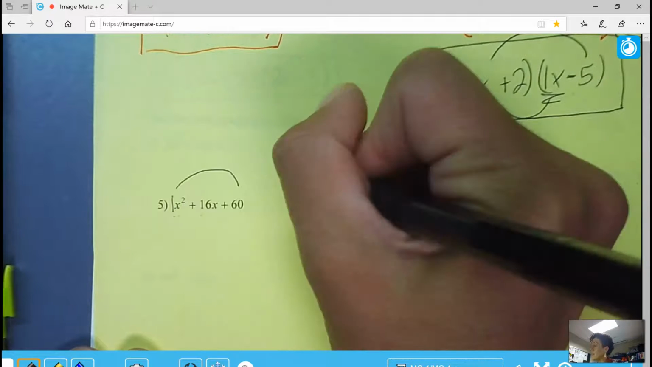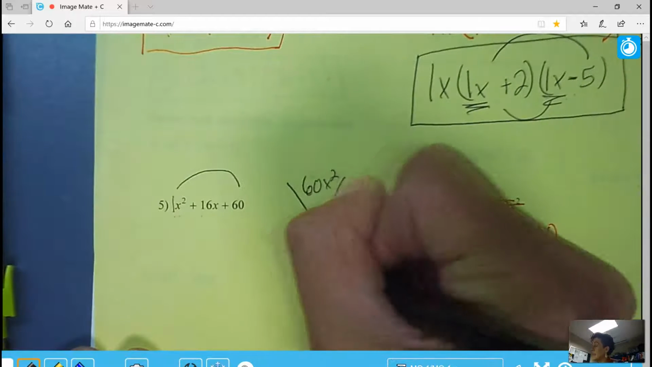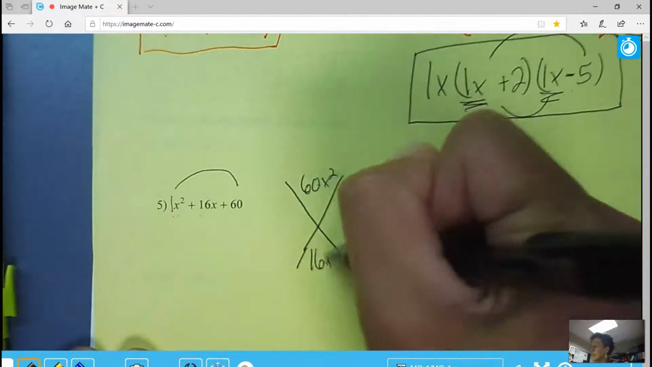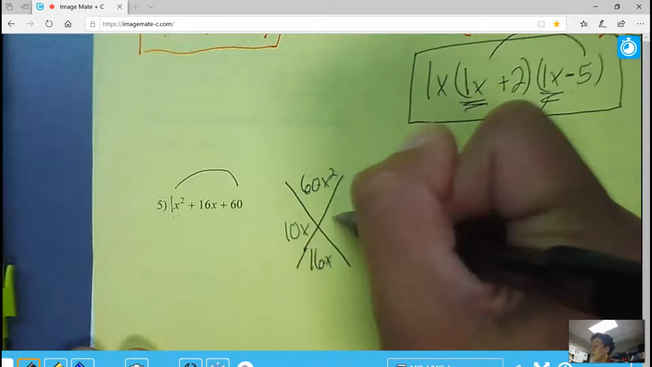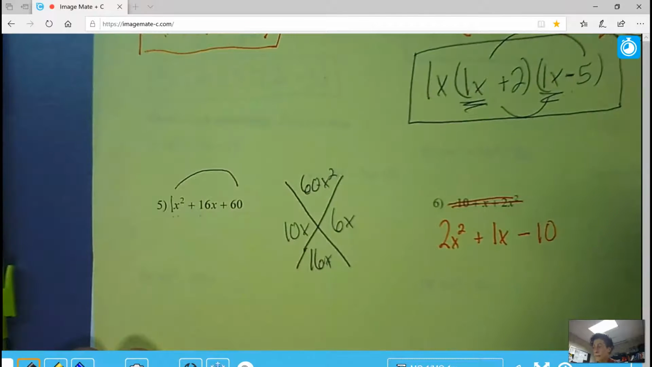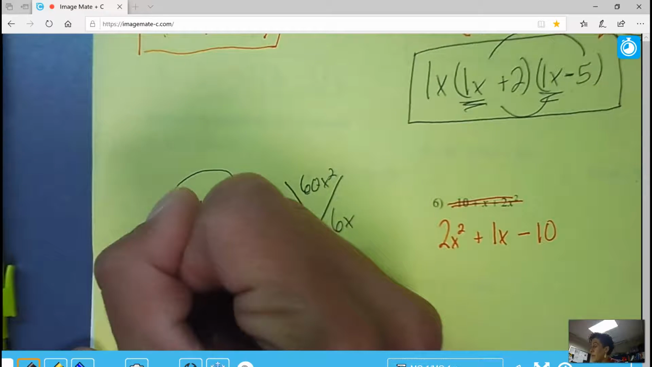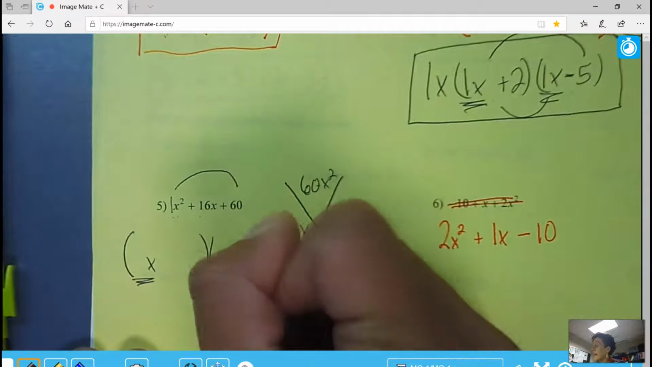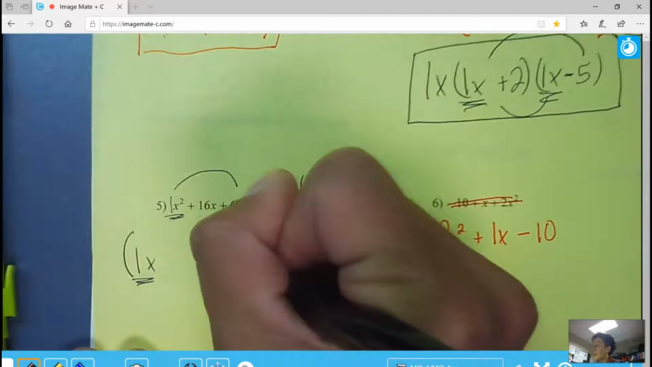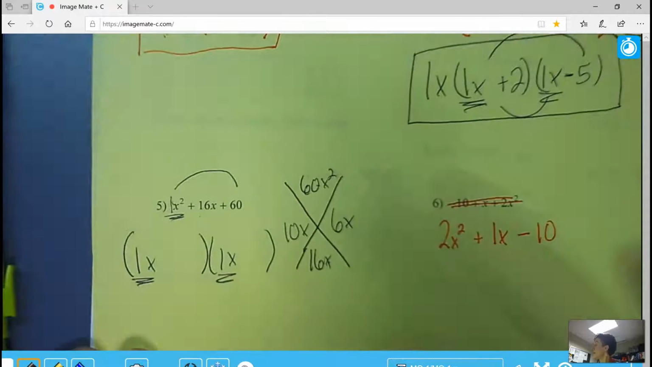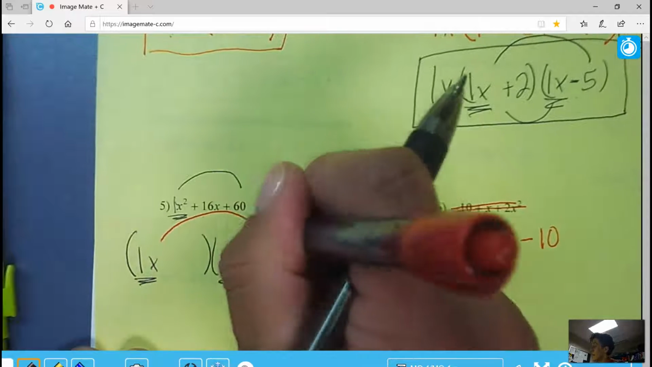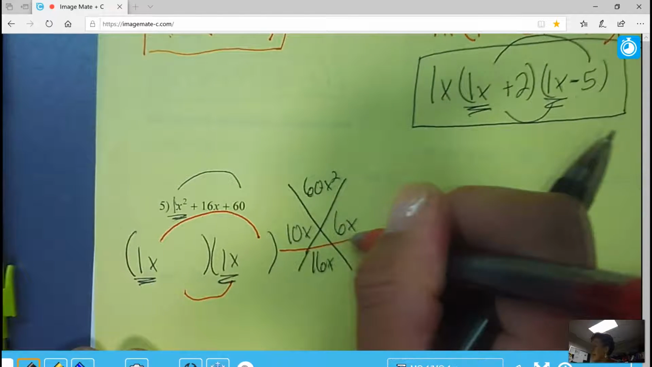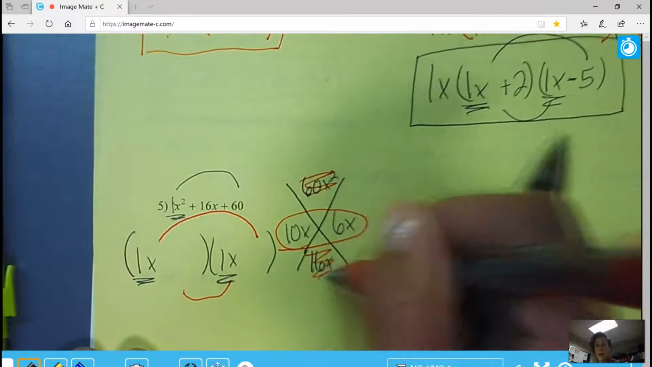So I need factors of 60 that get me to 16. And since these are positive, these numbers will be positive, and it will be 6 and 10. So I can go straight to my parentheses with their x's in there. And the x and x make the x squared, and 1 and 1 make the 1 of 1x squared. So we can draw our face now to get the side numbers, not the top and bottom numbers.